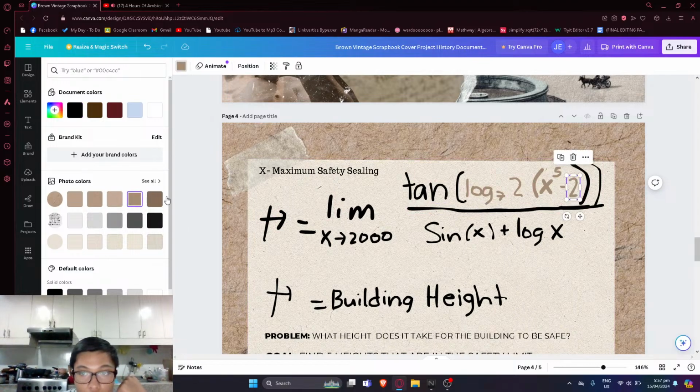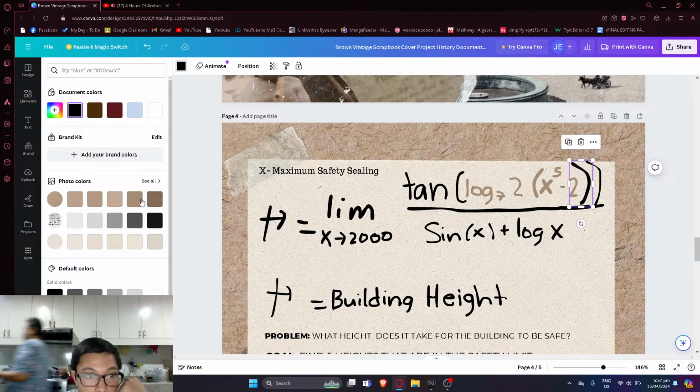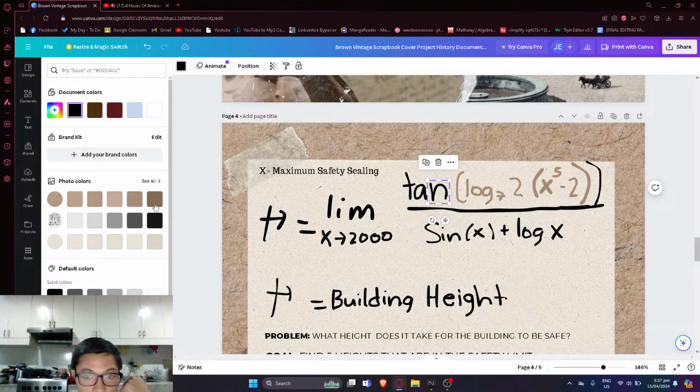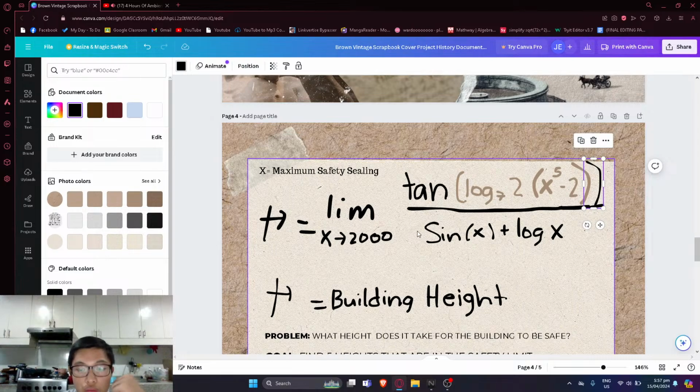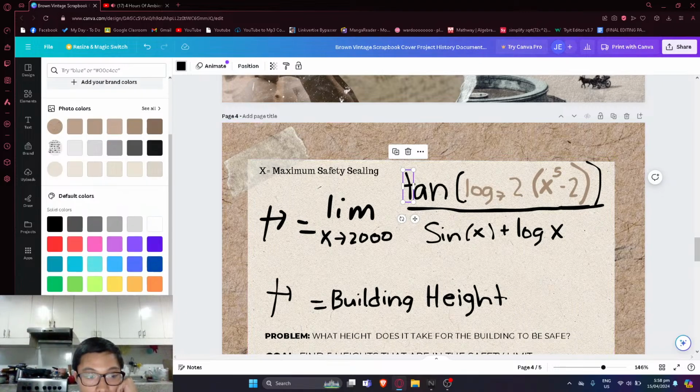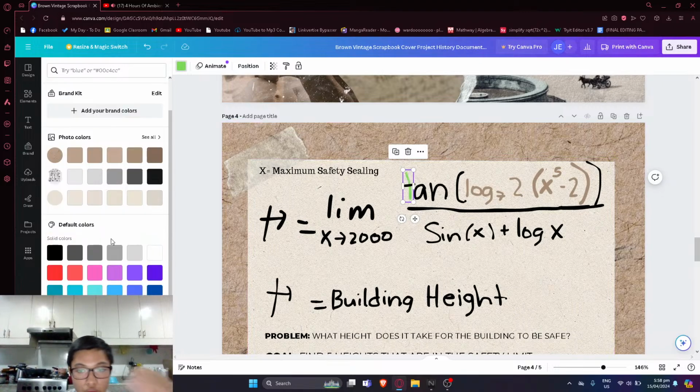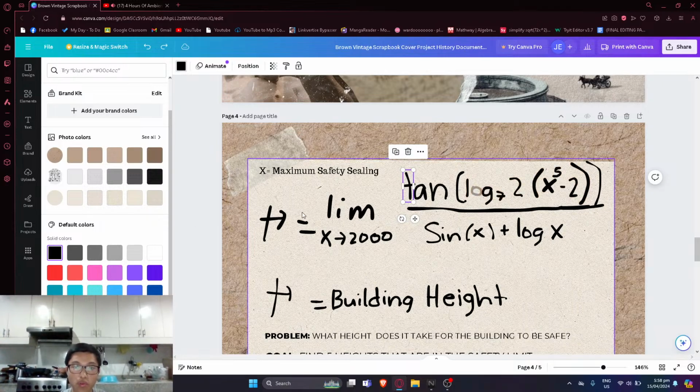And sa trigonometry part, gagawing prof. Never mind. Huwag na lang siguro. Dito na lang. Never mind.